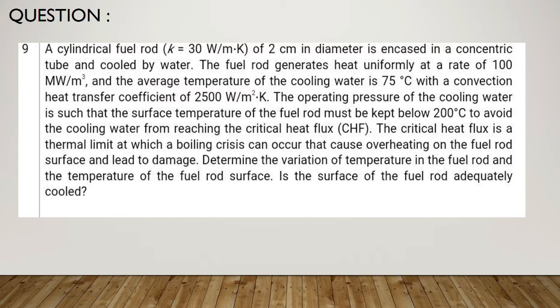The operating pressure of the cooling water is such that the surface temperature of the fuel rod must be kept below 200 degrees Celsius to avoid the cooling water from reaching the critical heat flux, CHF. The critical heat flux is a thermal limit at which a boiling crisis can occur that causes overheating on the fuel rod surface and leads to damage. The first question is to determine the variation of temperature in the fuel rod and the temperature of the fuel rod surface, and the second question is whether the surface of the fuel rod is adequately cooled.